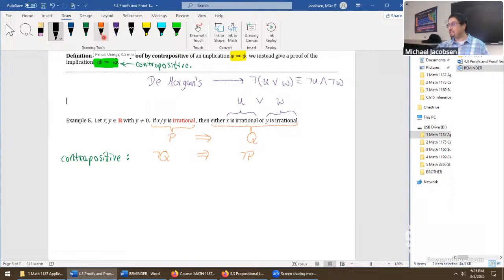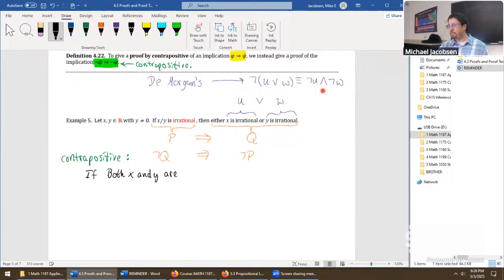We're ready to write out the statement. If Q is the statement, either X is irrational or Y is irrational, the negation of Q is the statement that, let's see here, X is not irrational. That's just a way of saying it's rational. And at the same exact time, W is also not irrational. Let's say it in this more compact way: both X and Y are rational.